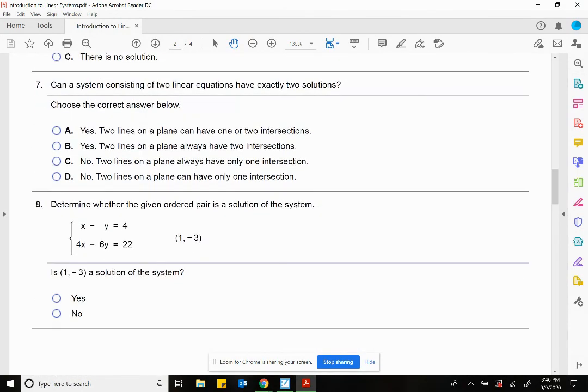Then the last two questions. Why can't a system of two linear equations have two solutions? I talked about that earlier. And then the last one, is that point a solution?